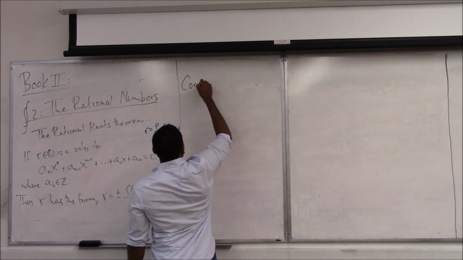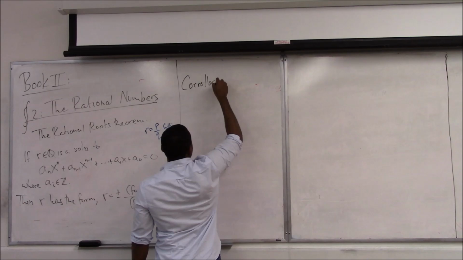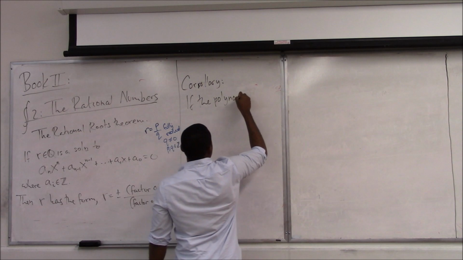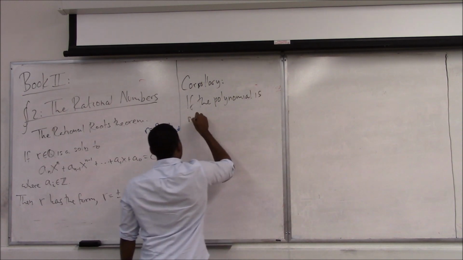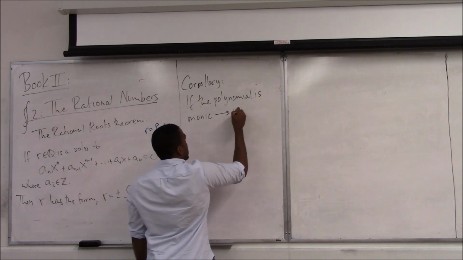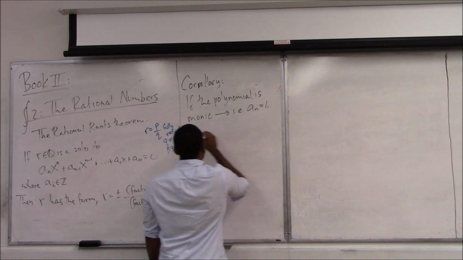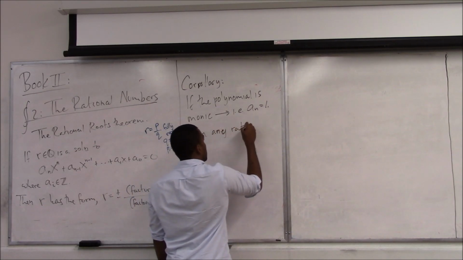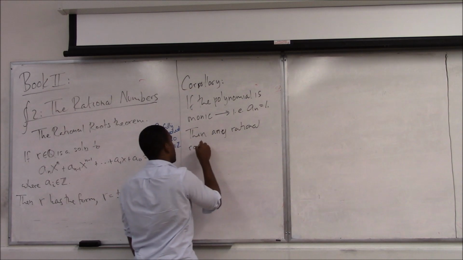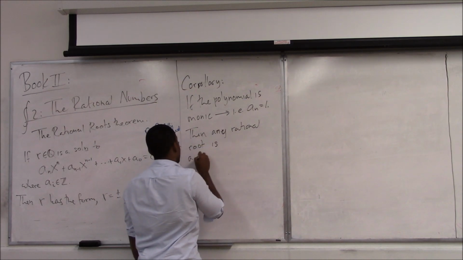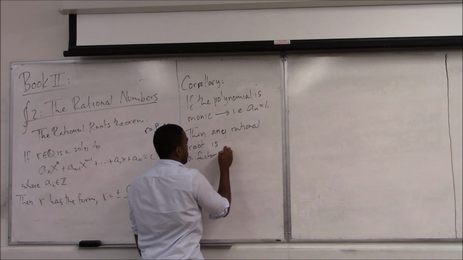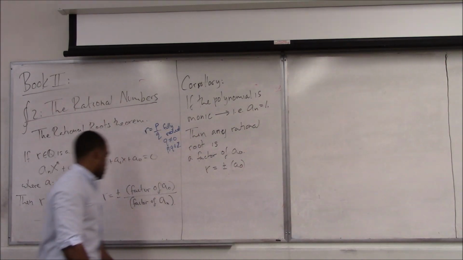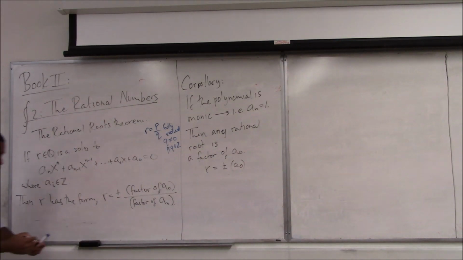As a corollary to this, if the polynomial is monic, i.e. a_n equals 1, then any rational root is a factor of a naught, right? So you always write r as plus or minus a factor of a naught, right? Which would apply to the example that I wrote here.